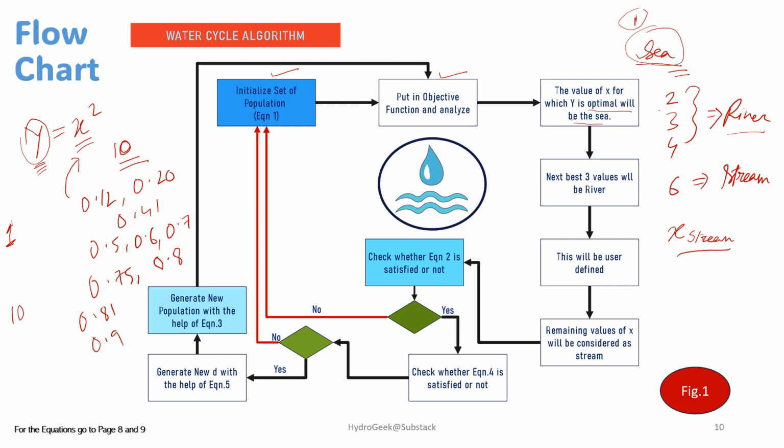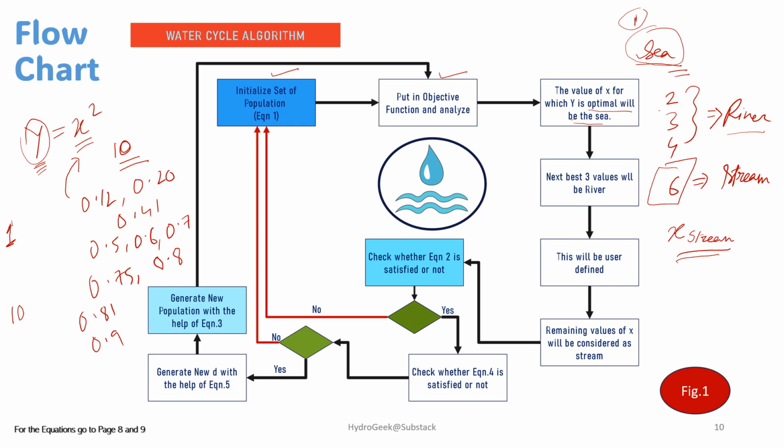So what is the number of streams? That should be generated by this equation 2. I will come back to equation 2 later on. Let me finish first. Now, if it satisfies equation 2, then our next question will be to check whether equation 4 is satisfied or not. Now, what is equation 4?